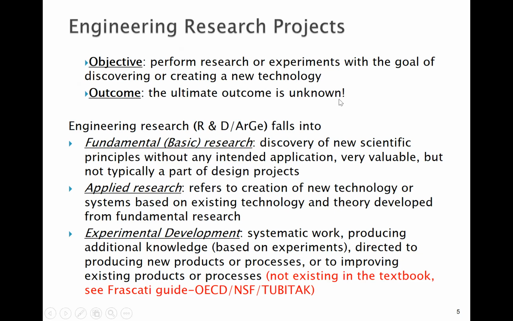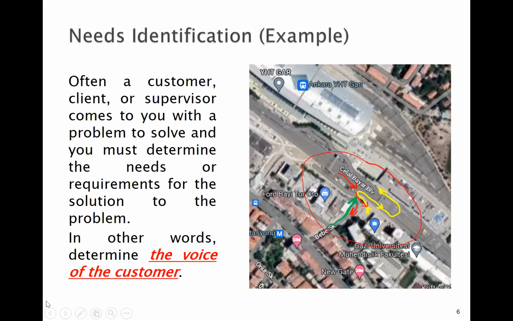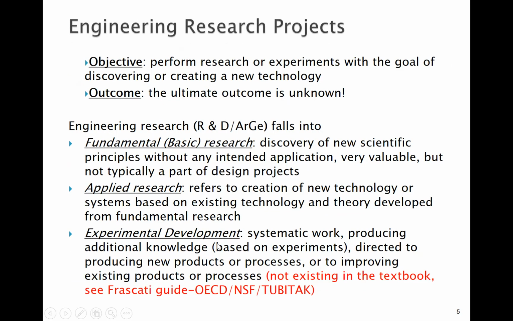And usually the ultimate outcome in such projects is unclear or unknown. So there is an ambiguity about what we are going to get at the end of the project. Engineering research projects, R&D projects, fall into three categories. The first two are discussed in the textbook. The last one is not given.